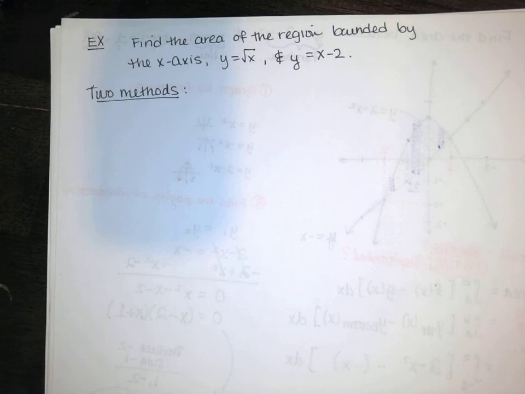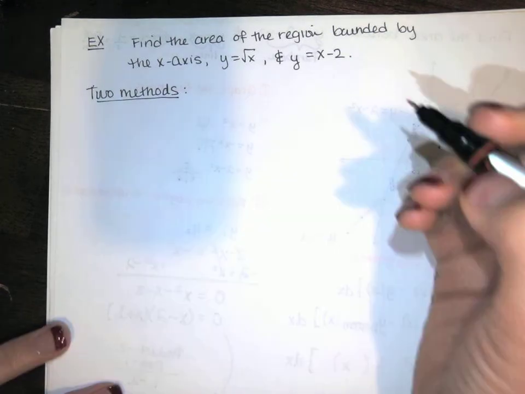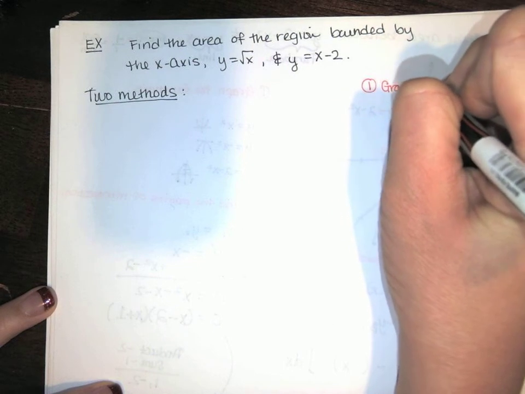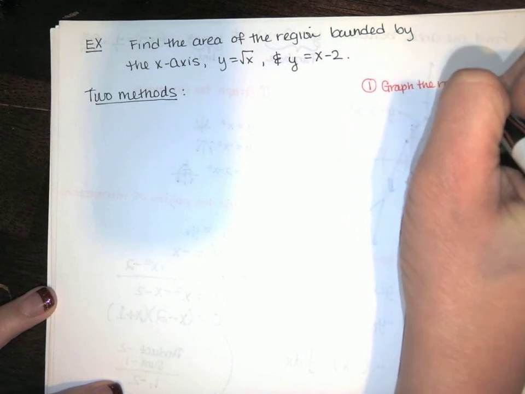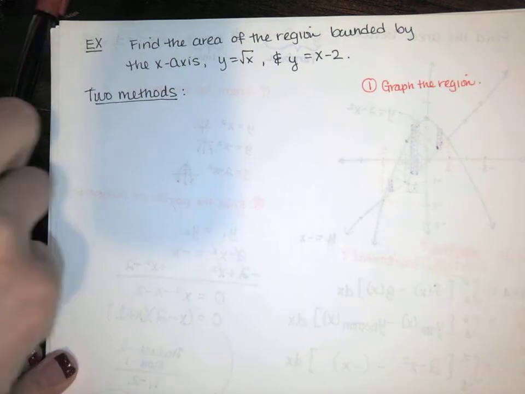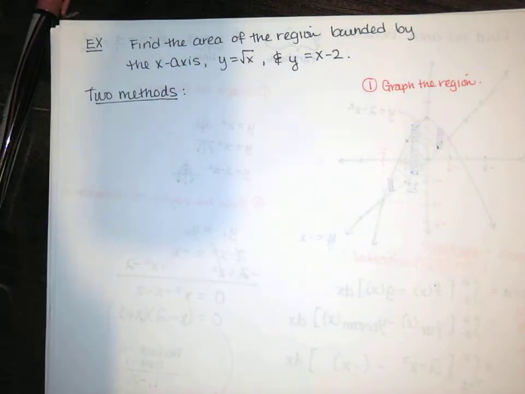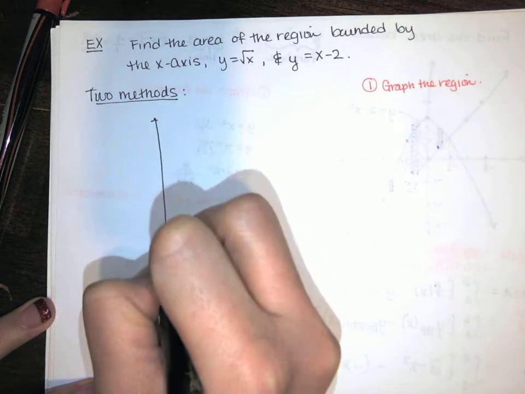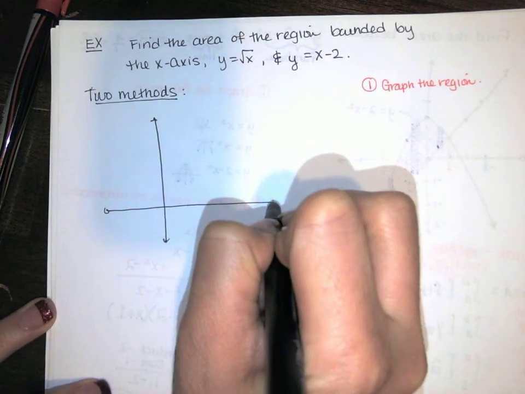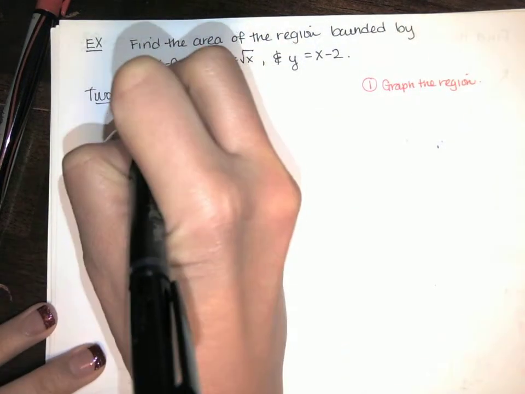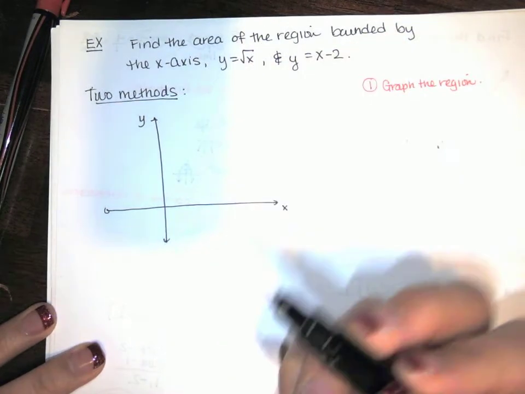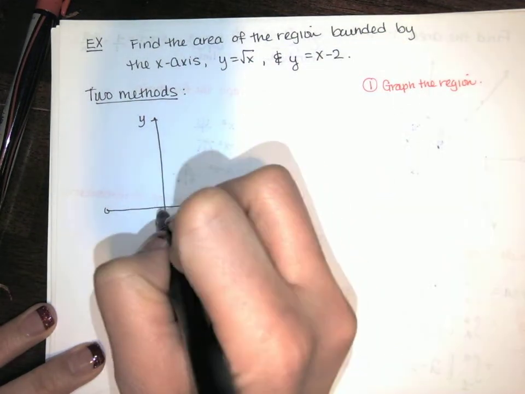So the first thing we want to do with all of our area between two curves problems is graph the region. And you're graphing the region by graphing the individual curves. So we'll start with an xy plane. And of course the x-axis is down here, so we don't have much to do for the x-axis. And y equals the square root of x. We know what that looks like.